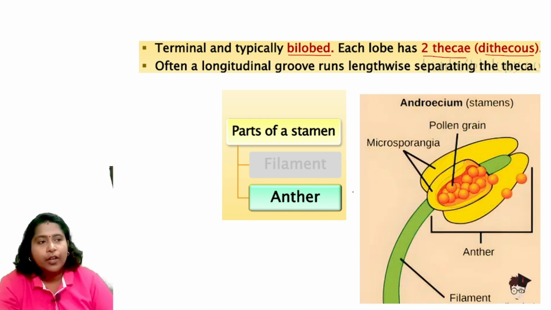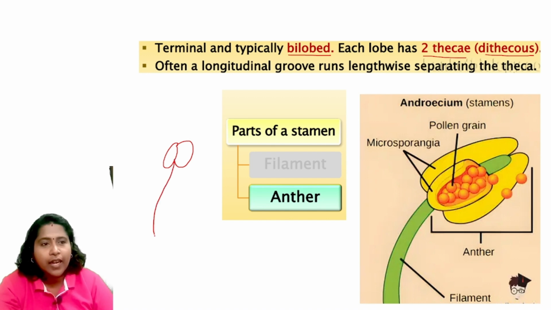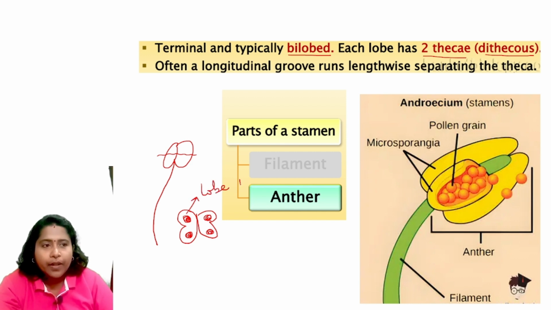For example, you can see this figure. Correct? In this figure we have a two-lobed structure on a filament. If you make a cut of this particular anther, the structure will be like this. See, this is one lobe. Here you can see another lobe. And in each lobe we have two theca. This is one lobe, number 1. This is another lobe, number 2.